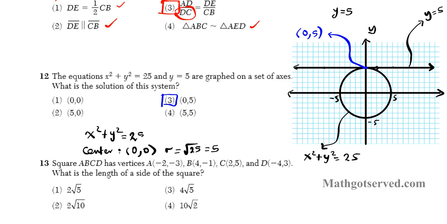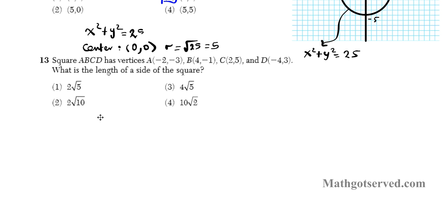All right, let's move on to question 13. It says square ABCD has vertices, these vertices right here. What is the length of a side of the square? Okay, so the vertices are in order. So all we need to do is just find the length of one side, right? So we can look for the length of side AB, and that should tell us what the answer is, okay?